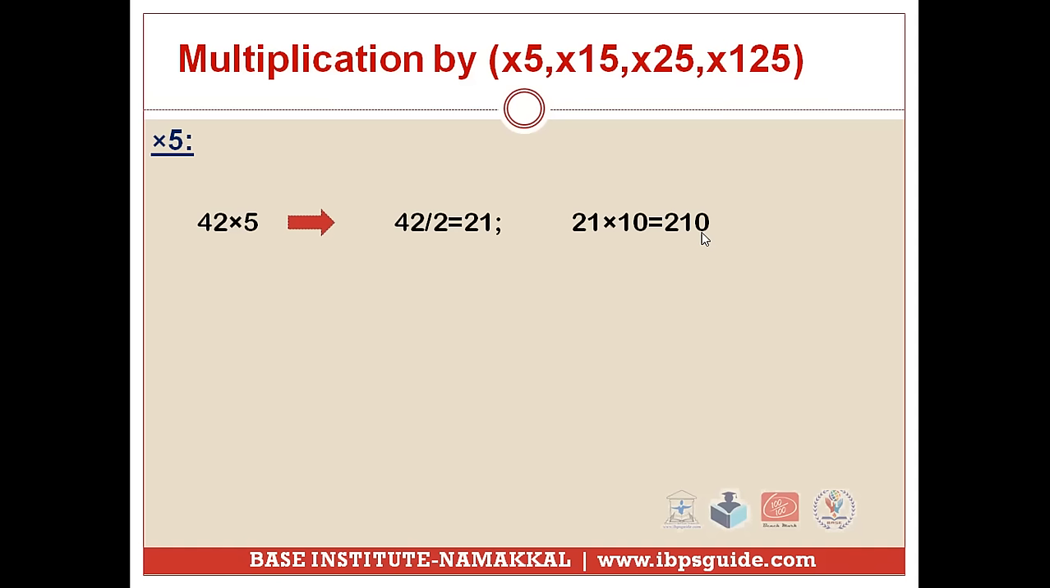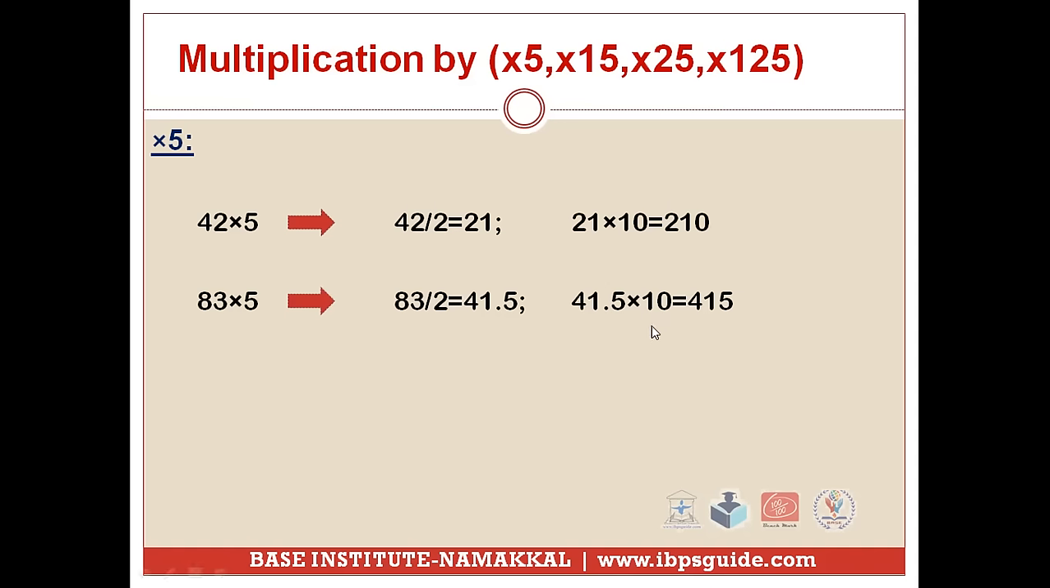Likewise, if you are multiplying 83 with 5, friends, just note that 83 is an odd number. While dividing 83 by 2, we get 41.5. And then multiplying 41.5 with 10, we get the answer 415. Friends, from these examples, we can get an overview of this method. Just clearly concentrate on this part. Only 2 steps we should do. First, divide the number by 2 and then multiply the resultant number by 10.